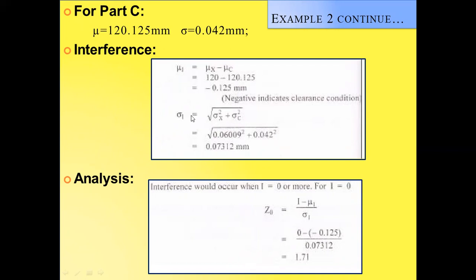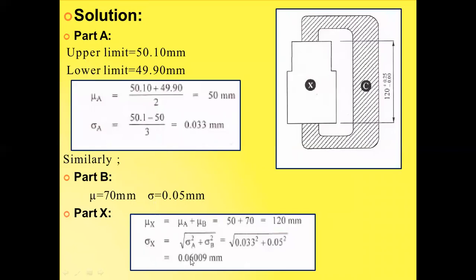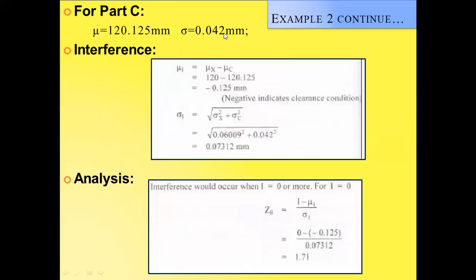Okay, then sigma 1 we have calculated as the square root of sigma X square plus sigma C square. So sigma X will be 0.06009 and sigma C will be 0.042. So taking the square root of the sum of the squares of both standard deviations, we use that as the standard deviation for the interference. That becomes 0.07312 mm. So this will be the interference.